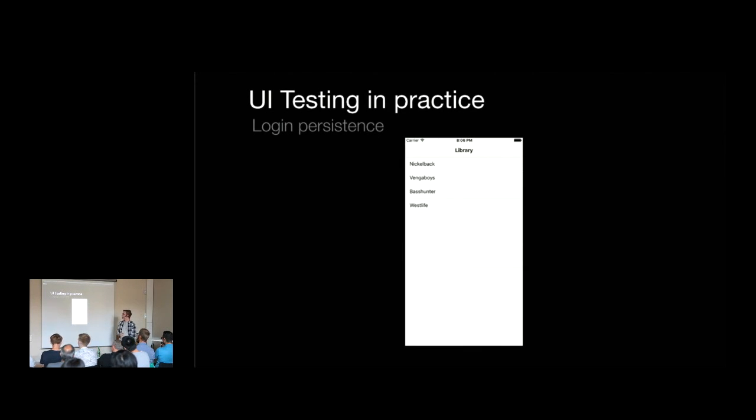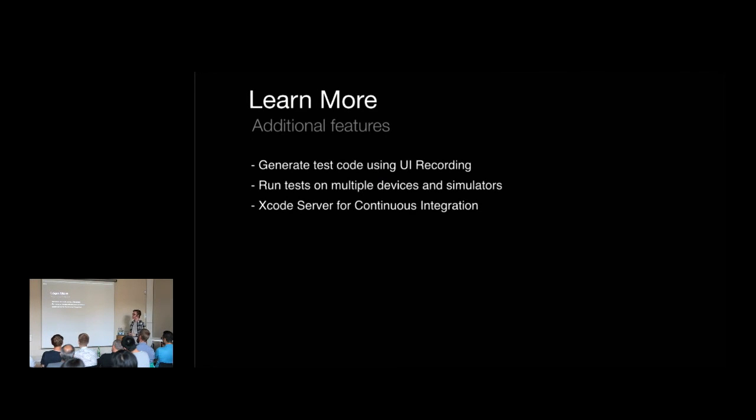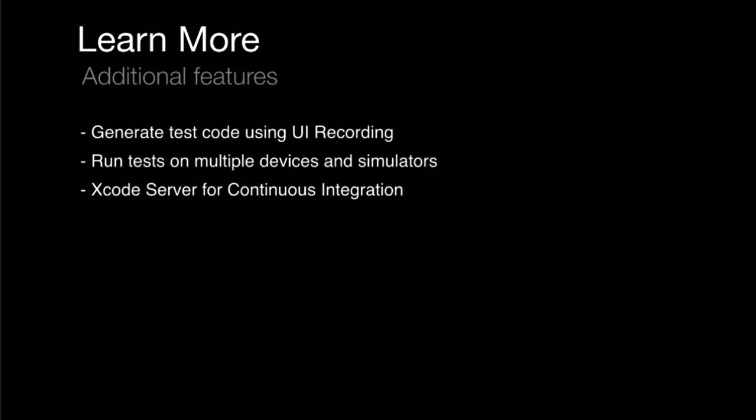Now, there are so many more features as part of the UI testing in Xcode 7. We can generate test code using the UI recording feature. You don't have to write everything manually. There's a tool that allows you to click around in your application, and then it's going to generate the test code for you. And this is a good way to create the bulk of your test and then fill in the specific assertions you want it to have.